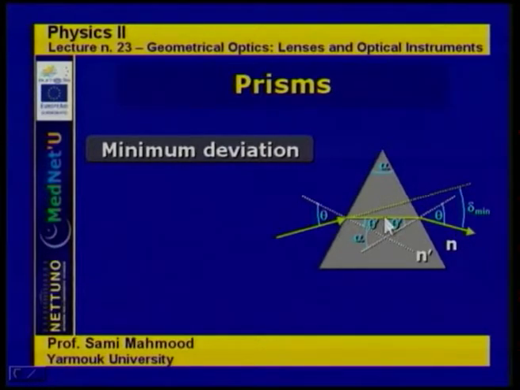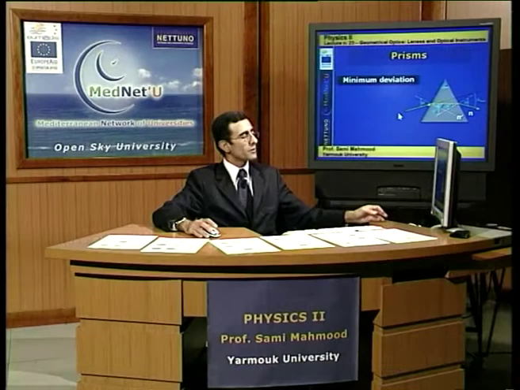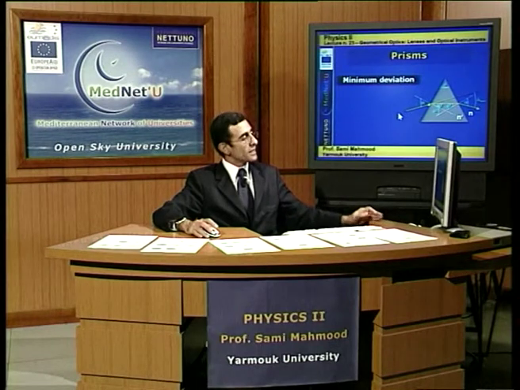At that point, from the principle of reversibility of the passage of the ray, which means that if we make the ray fall this way, then it will emerge that way. If we reverse the problem, if we make it fall this way from the right, it will follow exactly the same path and will emerge from the left. That's the principle of reversibility.